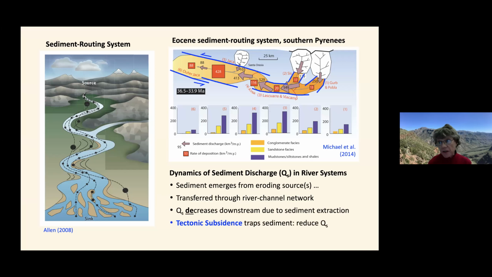So if we imagine a river that's working its way through a fault network where active either strike slip or normal faults are causing subsidence along that river network, then the tectonic subsidence is going to trap the sediment and enhance the effect of reducing sediment discharge in the downstream direction. And we can expect this to be an important control on the development of large rivers in tectonically active settings.